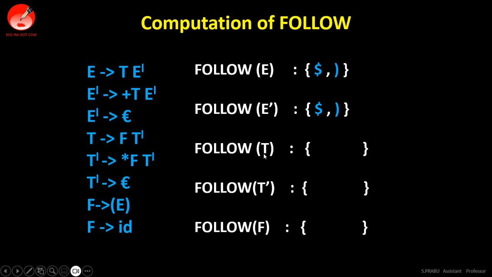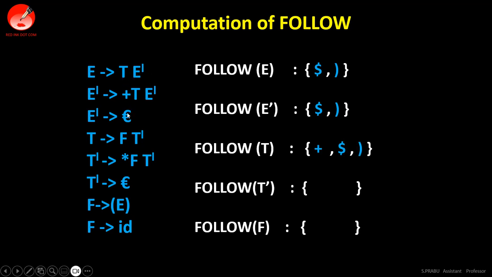Then I am going to find follow of T. T can be present in these two rules only. So the following element is E dash. E dash is a non-terminal, so I can find the first of E dash. First of E dash is plus and epsilon. So instead of E dash, I can put plus here. So the following element is plus.